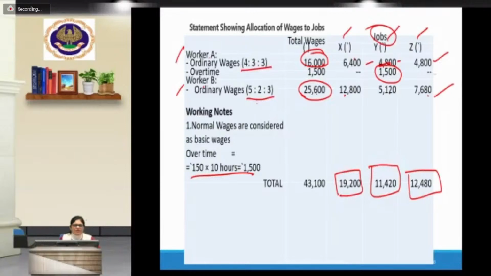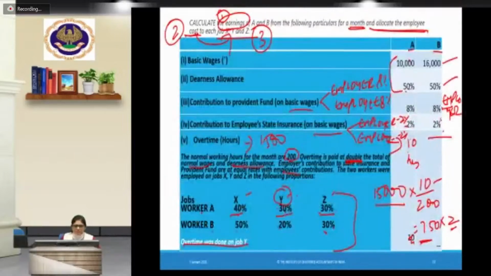Swamik, it's given in the question that overtime is done only on Y. See, we have not assumed it. Shomik, if you can see the question, overtime was done on job Y. And why only worker A done overtime? Because it is given in the question. There is no overtime done by worker B. Only overtime done by worker A. It's given in the question.